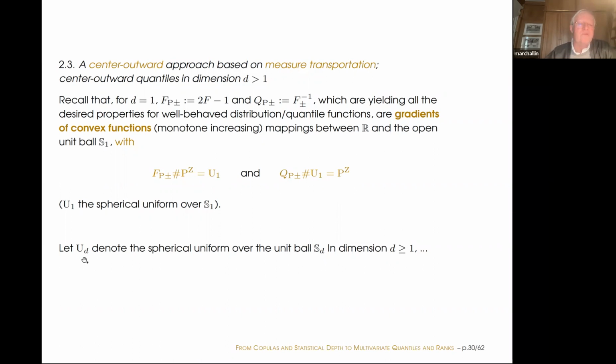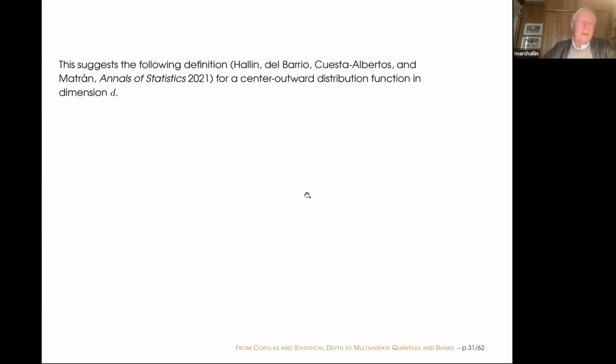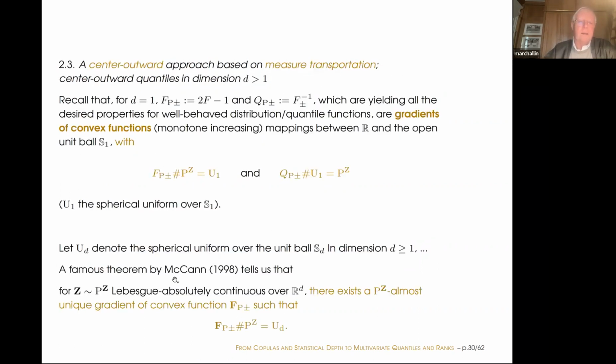Well, let us now denote by U sub D the spherical uniform over the unit ball in dimension D. So that's the product of a uniform for the distance to the center and a uniform for the directions. So you have a uniform over the unit sphere for the signs. And there's a very famous theorem by Robert McCann, goes back to 1995 or 98, which tells us that if Z is Lebesgue absolutely continuous over R^D, then there exists an almost unique gradient of convex function F, such that F is pushing P forward to this uniform over the unit ball.